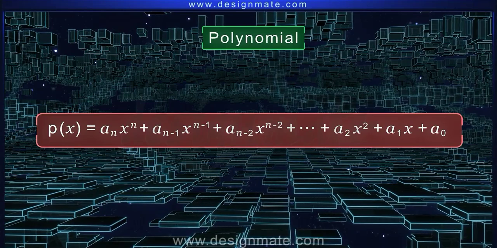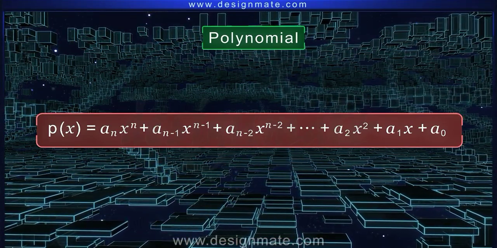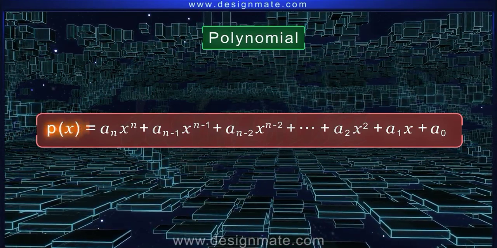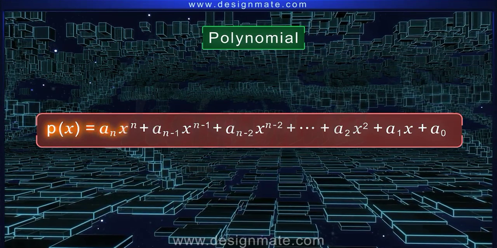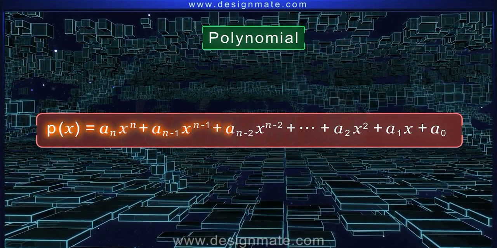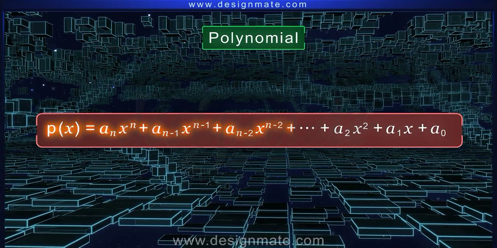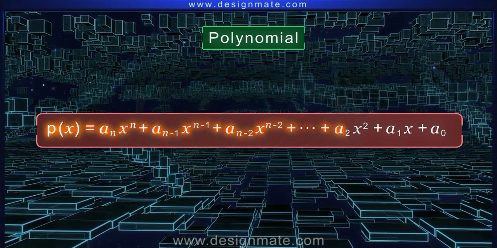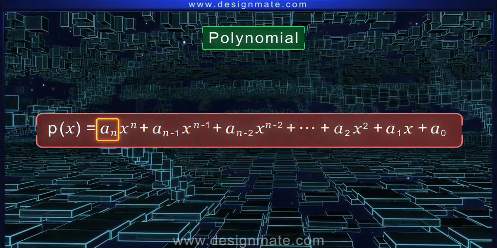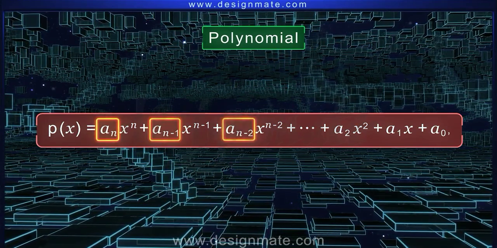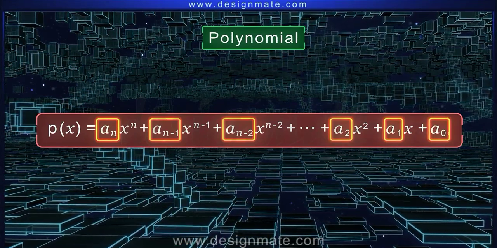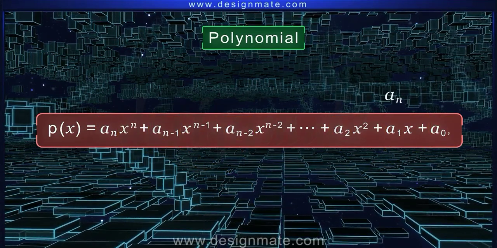A polynomial p of x in one variable x is an algebraic expression in x of the form p of x is equal to a_n x^n plus a_(n-1) x^(n-1) plus a_(n-2) x^(n-2) plus and so on plus a_2 x squared plus a_1 x plus a_0, where a_(n-1), a_(n-2) and so on, a_2, a_1, a_0 are constants and a_n is not equal to 0.